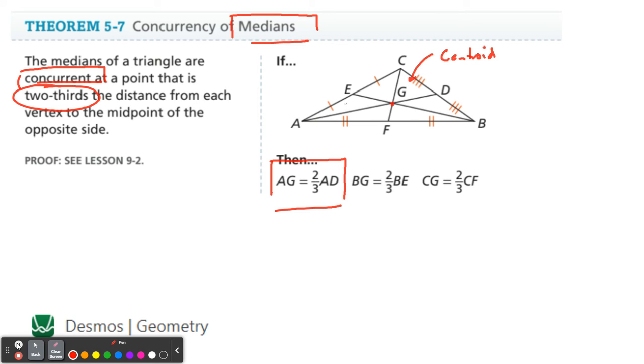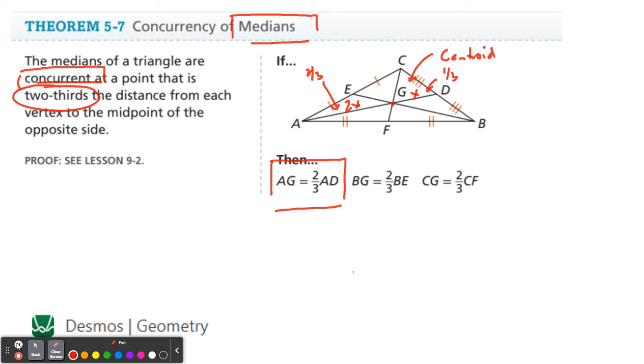So for instance, let's let AG be 2x. That would mean that GD would have to be x, because 2x and x is 3x, and A to G, 2x, would be 2/3 of 3x. Okay, so there's the relationship. You can see that this piece here is twice the other piece. Again, it's a 2/3 to 1/3 relationship. Really, that's what I should have put. So this is 2/3, and that is 1/3.